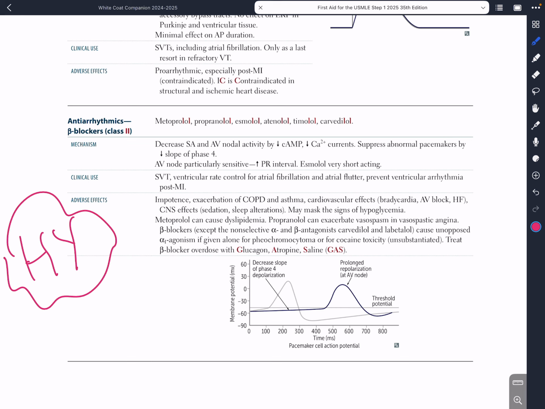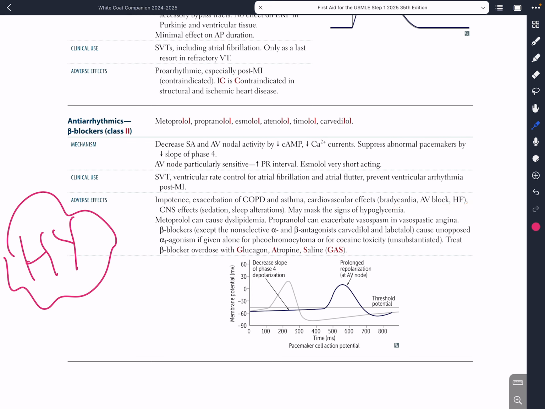Beta blockers can cause impotence, means no sexual urge. Exacerbation of COPD, can exacerbate COPD. So patient who has COPD, you give them beta blockers, they will die of asthma or COPD before they die of heart issue. And cardiovascular effects, like they can cause bradycardia, AV block, heart failure.